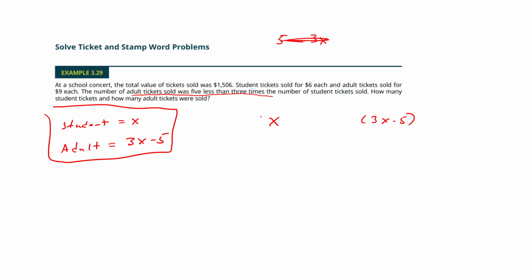Now, if I multiply the $6 per ticket times the number of students, that's the money that I've made off students. And if I do the $9 times the number of adult tickets I sold, that's the money that I made off the adults. So this is the total money off students. This is the total money off adults. You put it together and you get 1506, the total amount of money the school made.